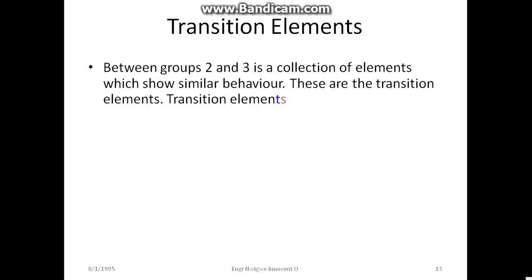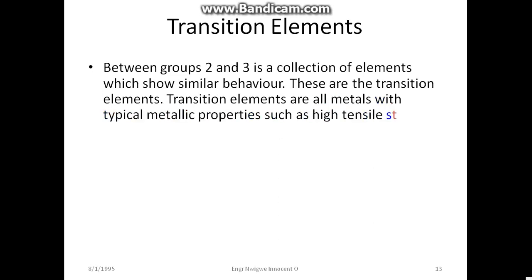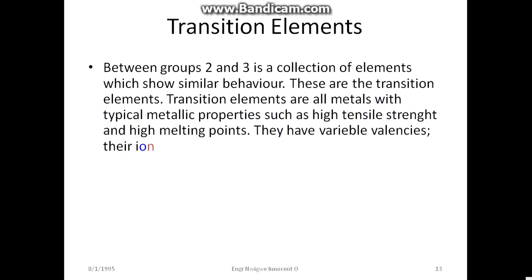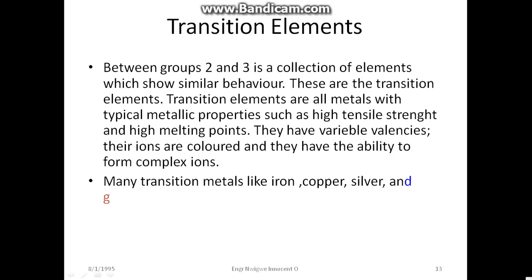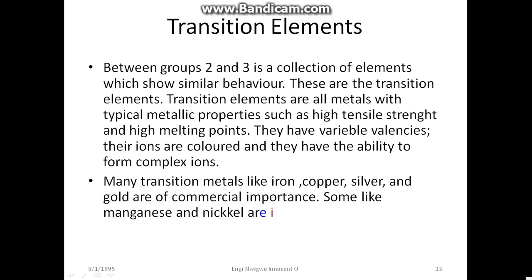Transition elements. Between group 2 and 3 is a collection of elements which show similar behavior. These are transition elements. Transition elements are all metals with typical metallic properties such as high tensile strength and high melting points. They have variable valencies, their ions are colored, and they have the ability to form complex ions. Many transition metals like iron, copper, silver, and gold are of commercial importance. Some like manganese and nickel are industrial catalysts.